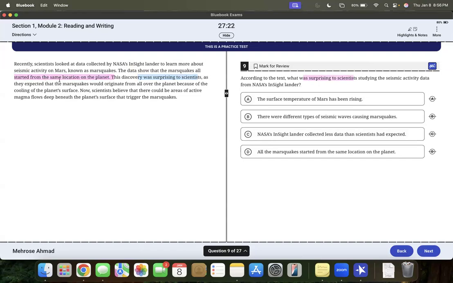Why is this surprising? They expected marsquakes would originate from all over the planet because of the cooling of the planet's surface. Now scientists believe there could be areas of active magma flow that trigger the quakes. So what was surprising to scientists studying the seismic activity data? A, surface temperature had been rising. No. What was surprising? That they arrived from the same location. So that best matches with D. All the marsquakes are from the same location.